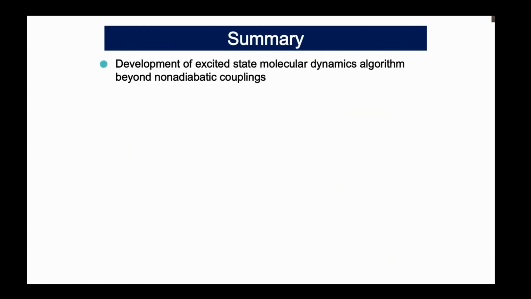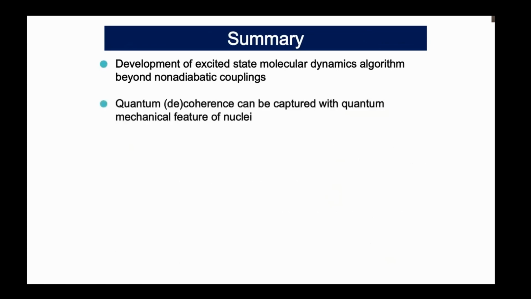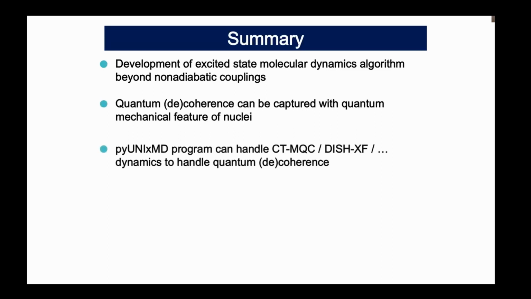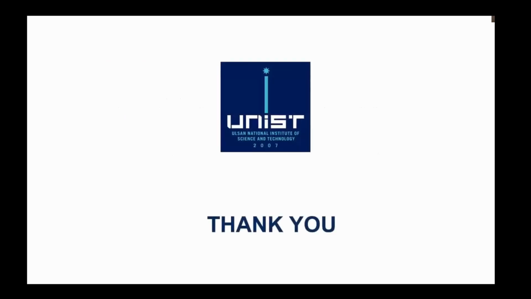So as a summary, we developed an excited state molecular dynamics algorithm beyond non-adiabatic coupling for the electronic decoherence phenomena. This quantum decoherence or quantum coherence can be captured with a quantum mechanical feature of nuclei, the quantum momentum. We developed the PyUNIxMD program, and it can handle the coupled trajectory quantum classical dynamics, and CTMQC, which uses auxiliary trajectories to calculate the quantum momentum. So this can handle the quantum coherence without any error correction. This program will be released soon. We expect the time to be the end of this year. And thank you for listening, and I will be happy to take your comments and questions.